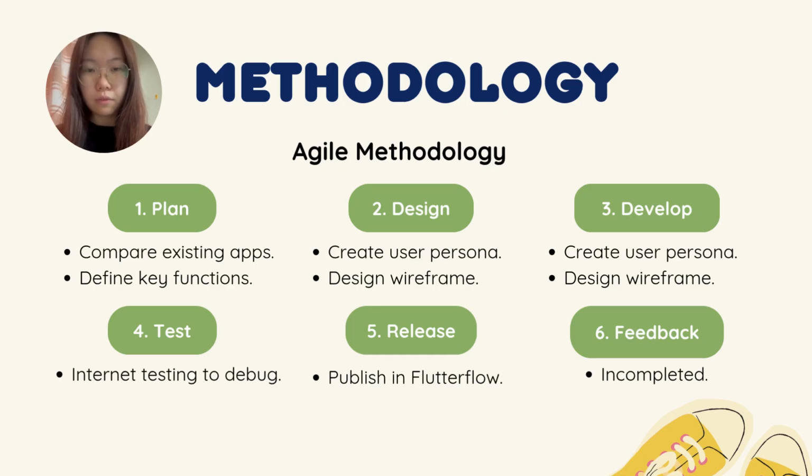For the development of Tuorio, we follow the agile methodology because it allows us to work flexibly. There are 6 main stages in our agile process. The first one is plan. We begin by analyzing other tourism apps to identify what features were missing, such as real-time weather and videos. From this, we plan the key features needed in Tuorio.